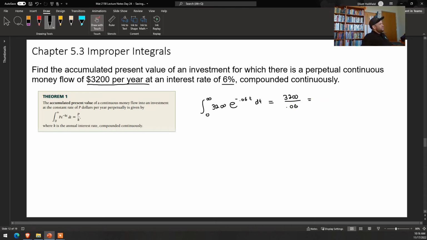Now we can simplify that. Let's use a calculator. 3,200 divided by 0.06. We get 5, 3, 3, 3, 3, and then a whole bunch more threes. So we'll say a bar for repeating. Since we have money, though, we'll round that to the nearest cent.